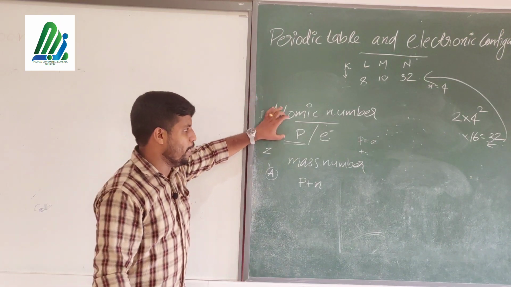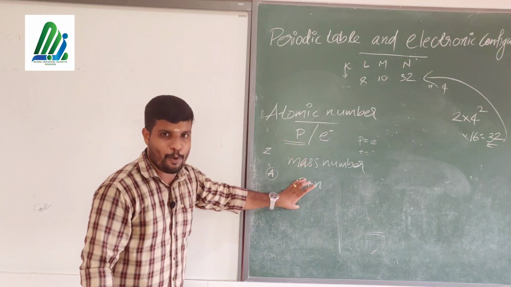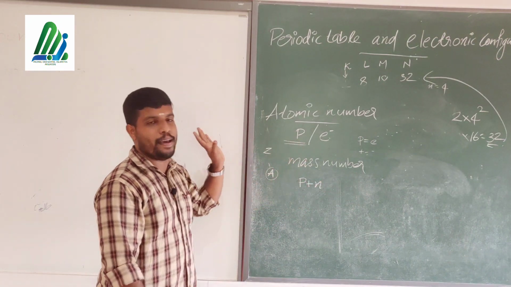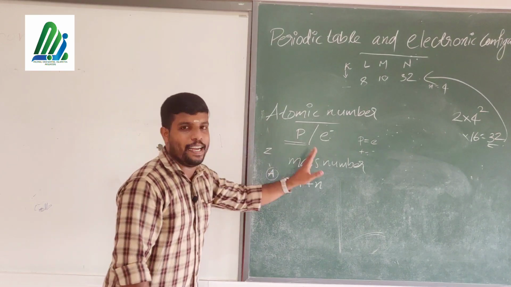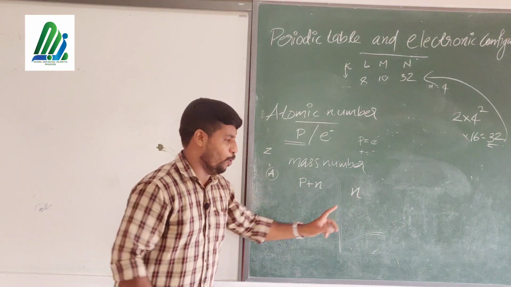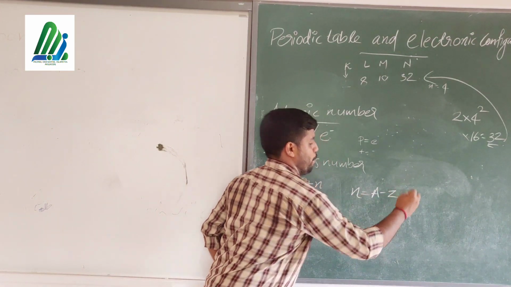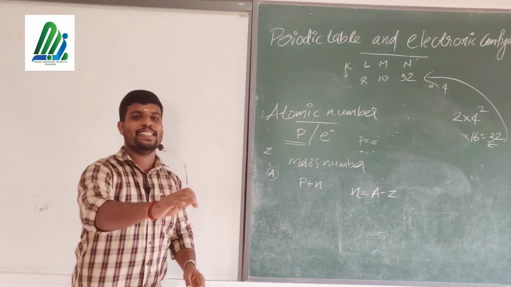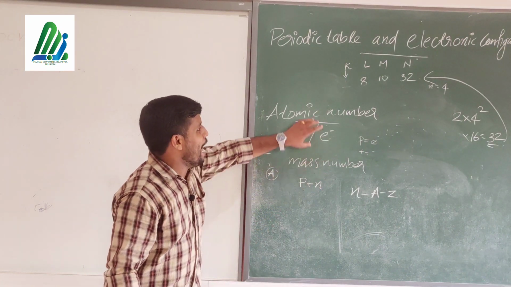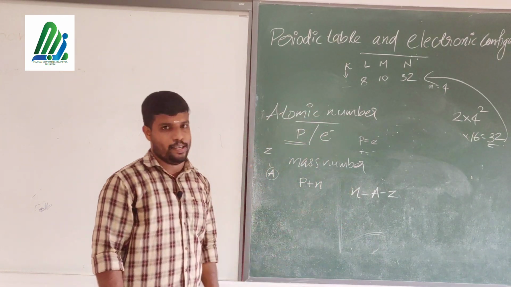Again, atomic number is the number of protons in an atom, and mass number is the total number of protons and neutrons in an atom. By using this mass number and atomic number, we can find the number of neutrons in an atom. Number of neutrons is equal to mass number minus atomic number. If you subtract the atomic number from the mass number, we can get the number of neutrons in an atom.